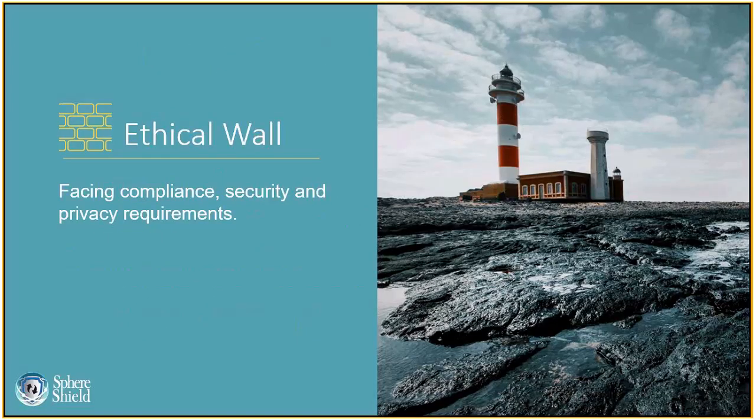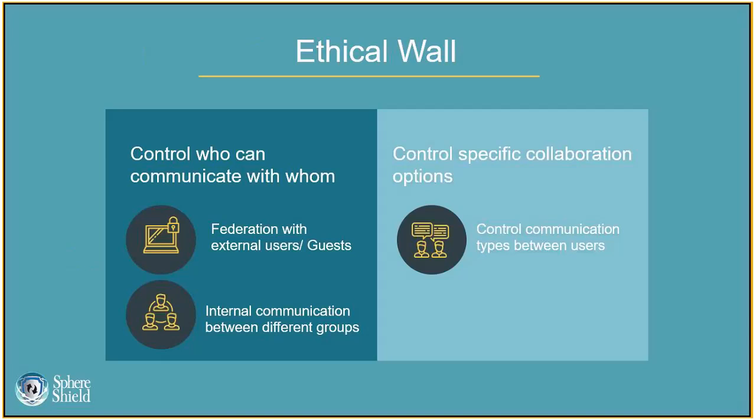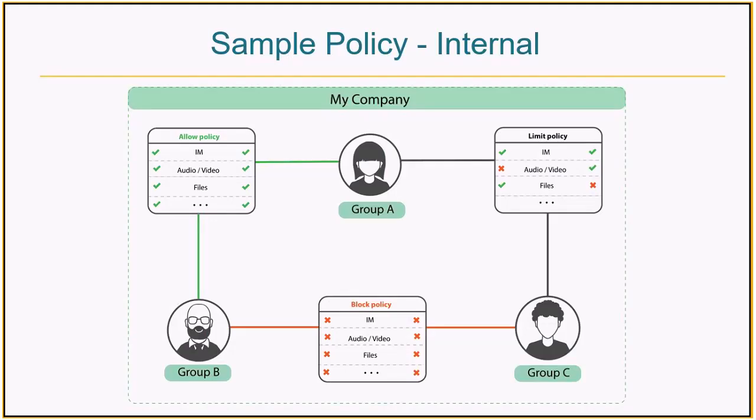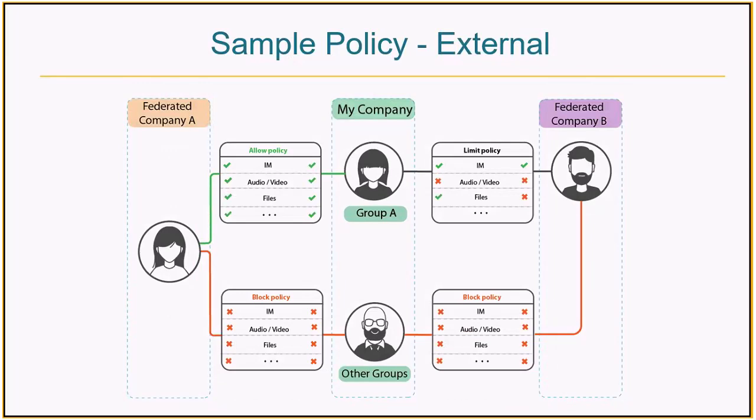The first feature, which is the feature you've shown main interest in, is the Ethical Wall. As you may know, the Ethical Wall can control who can communicate, for example, controlling communication with federated users, or it can be used, like in your use case, controlling communication between different groups inside the company. The second capability is controlling which features should be available depending on the communication context. Here you can see a sample internal policy in which Group A can communicate with Group B, while Group B cannot communicate with Group C, and Group C has communication with Group A, but it is limited, controlling specific capabilities.